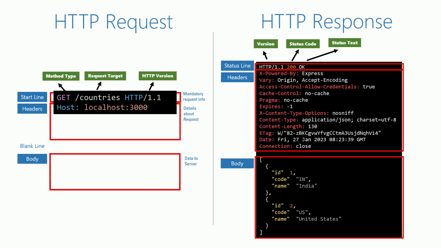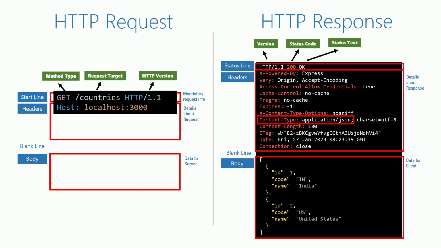Headers contains additional details about the HTTP response. Body contains the data that the client wants. A blank line should be included between headers and body. In this sample HTTP response, we can see various headers. These headers provide additional information about the response. For example, the content type header contains value as application/JSON, which means that the body contains data in JSON format.